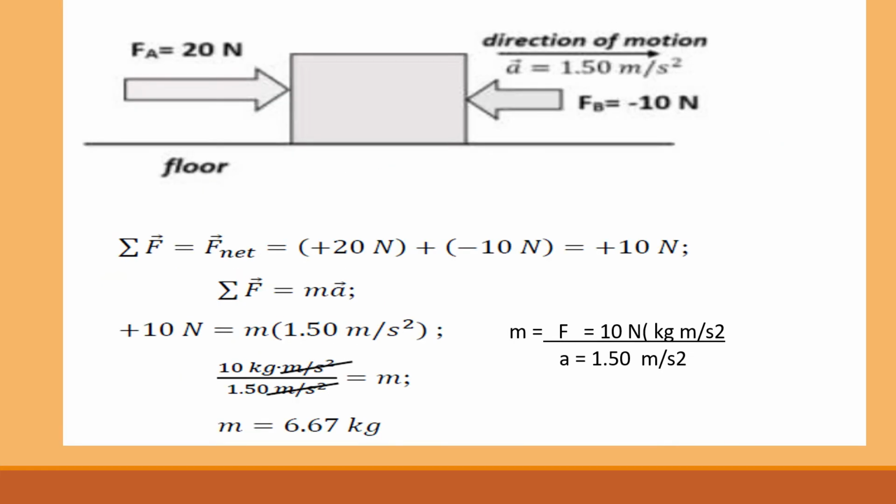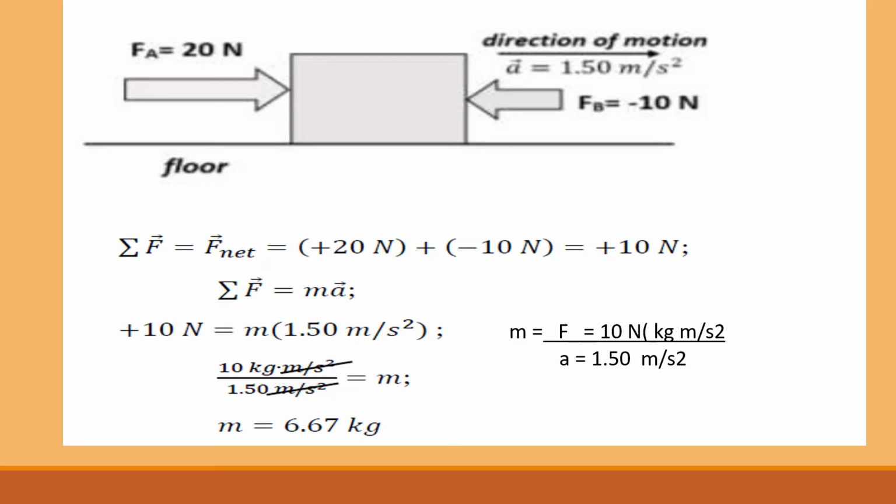So let's proceed. This is the illustration for problem number 3. As you can see, force A is 20 newton. The other force is the opposite of that, 10 newton. So this becomes negative, and the acceleration is 1.50 meter per second squared. The solution is summation of F or F net is equal to positive 20 newtons plus negative 10 newtons. So get the sum of this, 20 plus negative 10, the answer is positive 10 newtons. So this will be the net force.